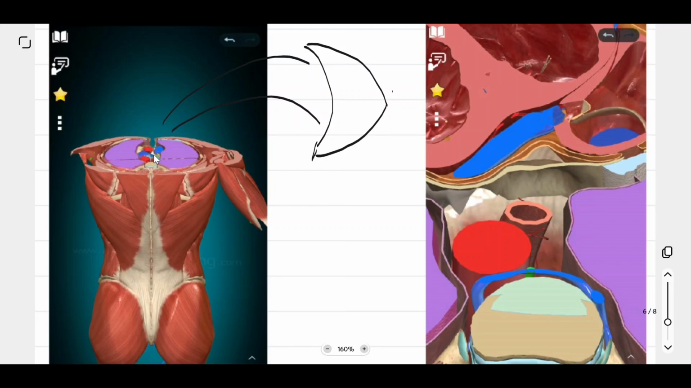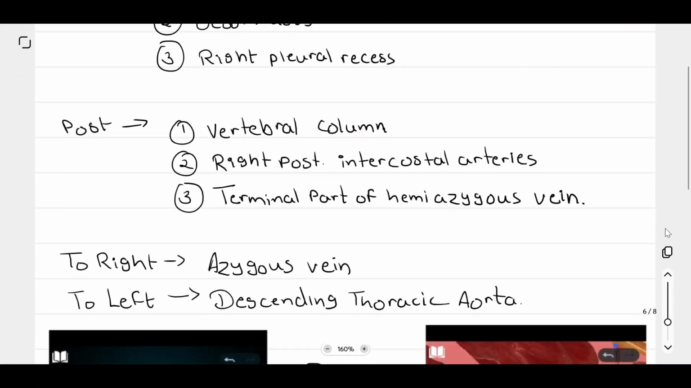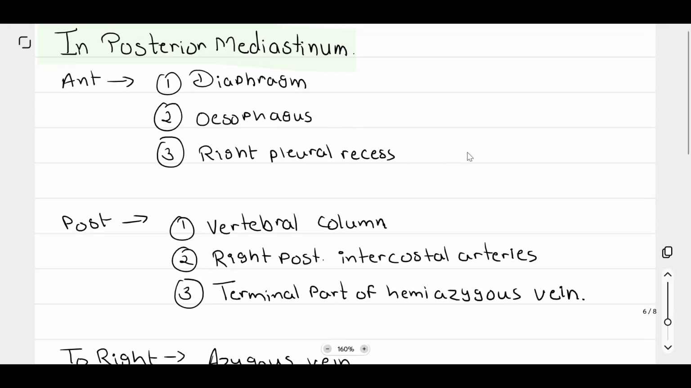Again, I have taken a transverse section at the level of the posterior mediastinum and zoomed it out. The relations anterior to the thoracic duct are this esophagus, the muscle of the esophagus, this diaphragm, and the pleural recess. All the leftover space is our pleural recess. So anteriorly I have the diaphragm, esophagus, and right pleural recess. Posteriorly I have the vertebral column, right posterior intercostal arteries, and the terminal branch of the hemiazygos vein.